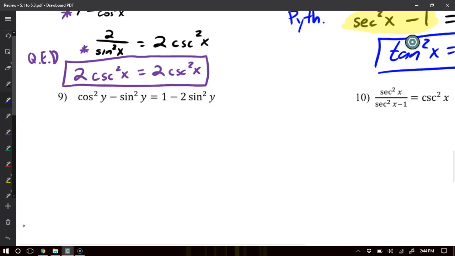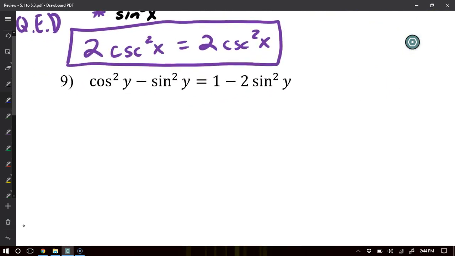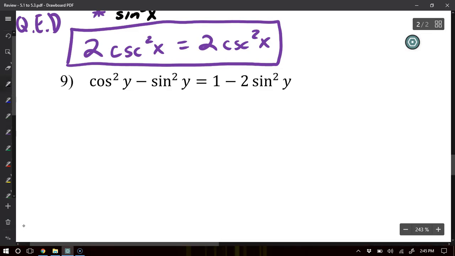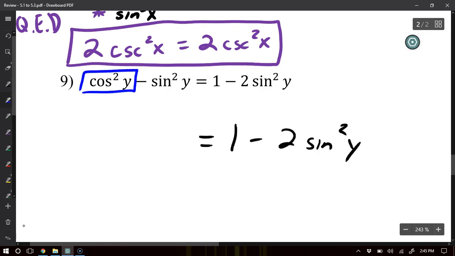Number 9. Very, very interesting on number 9. It's a little unique for this one. This one is similar to some problems in the 5.2 worksheet. Notice what terms you have on the right side. Now I'm going to keep the right side. I have a sine squared of y. The problem is on the left side, I have a cosine squared, and I don't want cosine squareds. I only want sine squareds.